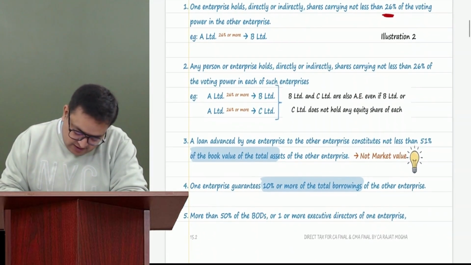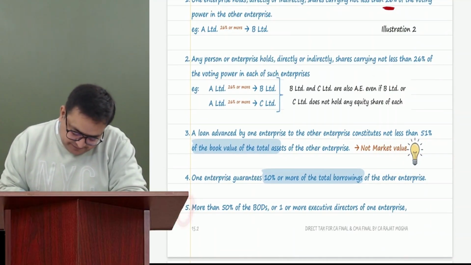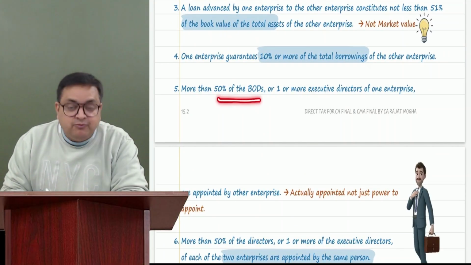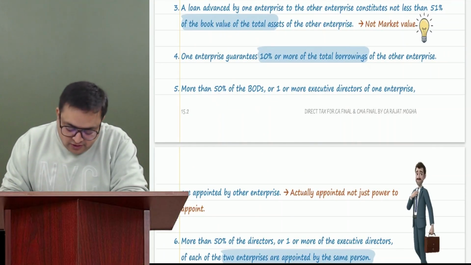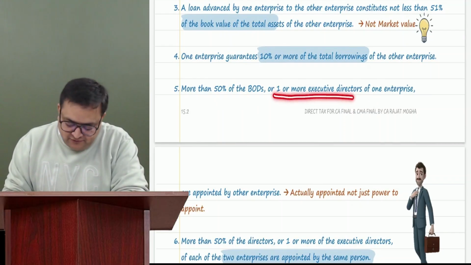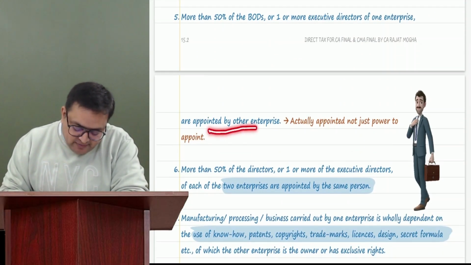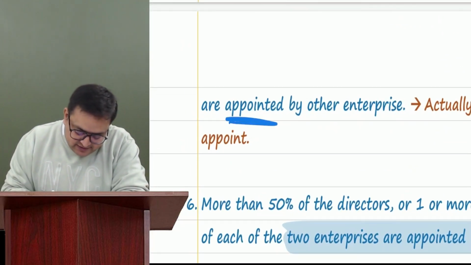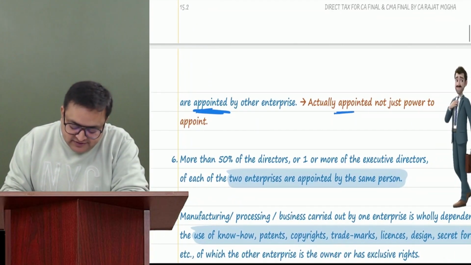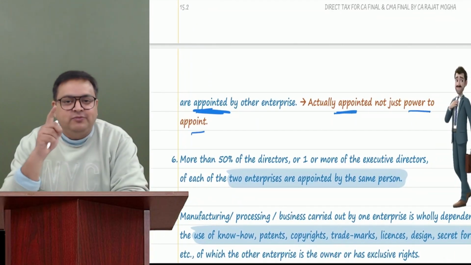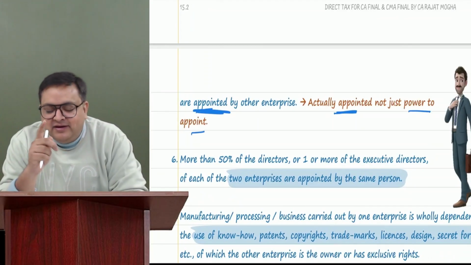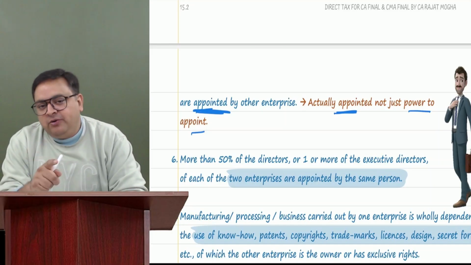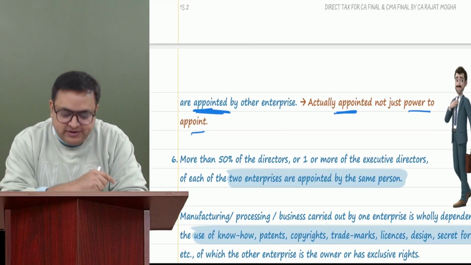Everyone, see, if you come to point number 5, third and fourth I'll cover after this. More than 50% of the board of directors or one or more executive directors of one enterprise are appointed by another enterprise. And actually appointed is important, not just power to appoint. So please don't get confused. Examiner will throw a trick on you. They will say that they have the power to appoint. No, power to appoint is not important. Actually appointed is more important, right?